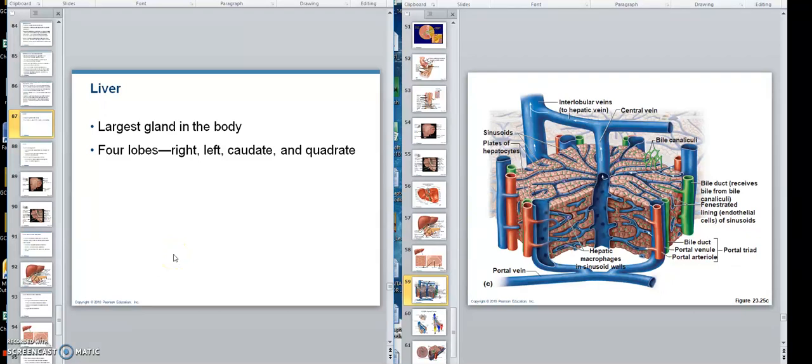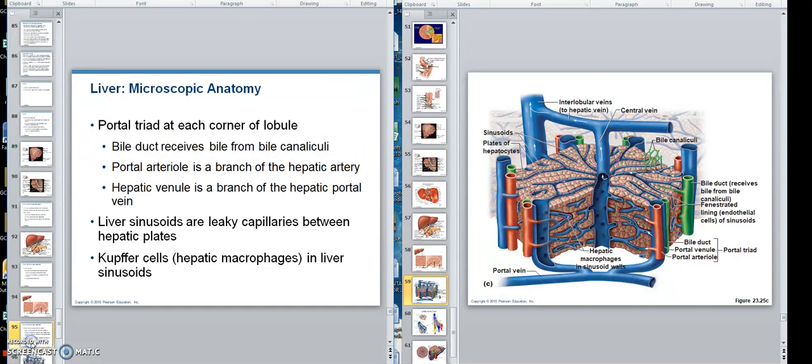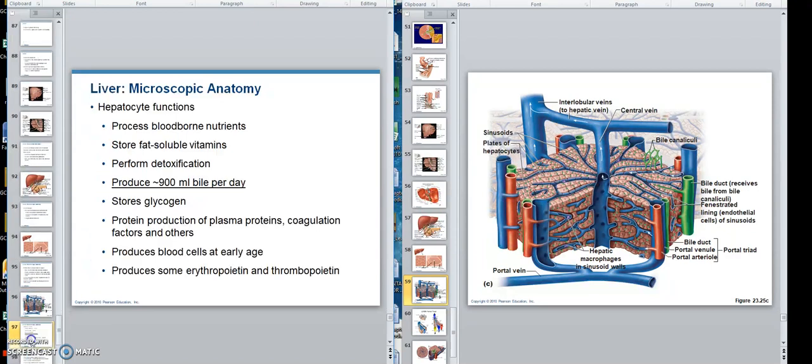Okay, class, where we are now is to discuss the liver, one of the accessory organs involved in the gastrointestinal system. The liver is the largest gland in the body. It has 4 lobes we're going to come to in a moment. But before we do that, let's look at the functions of the liver.